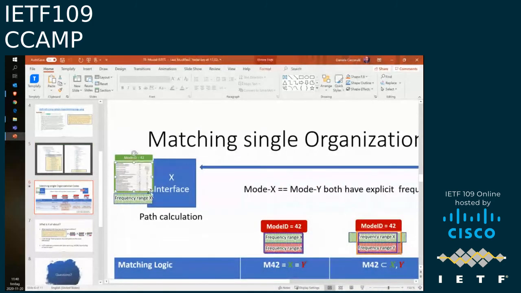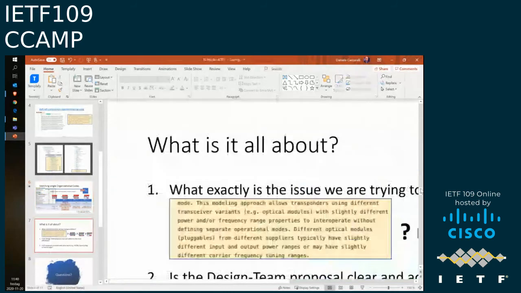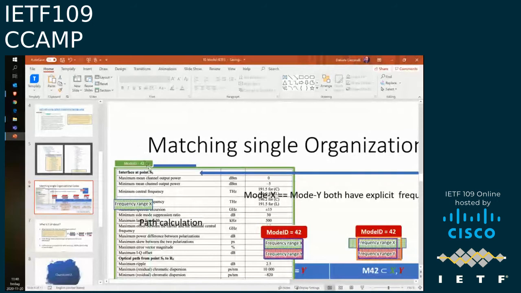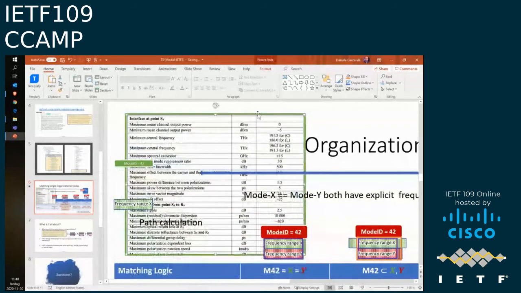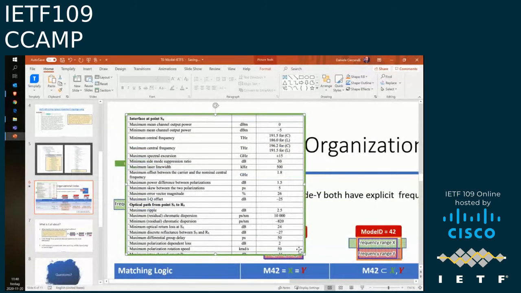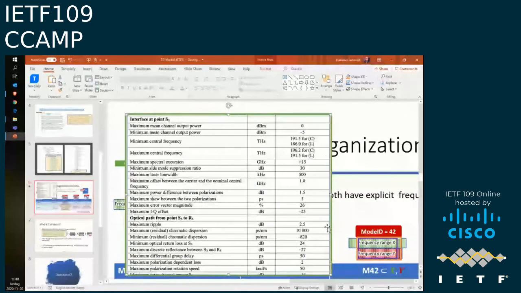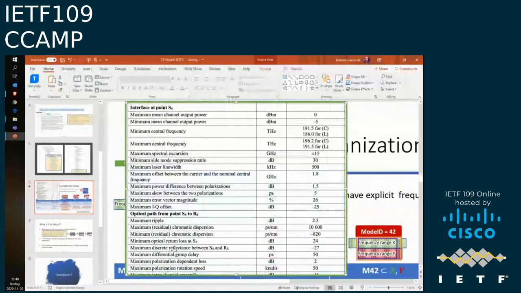No. Yeah, with model ID 42. Oh yeah. Okay, it's a list. Okay, then the question comes to who specifies this quantitative value, because I think most of them are quite numeric and have the impact on the quality of transmission.